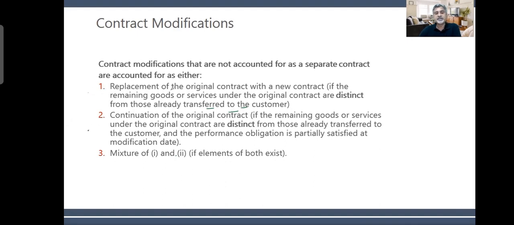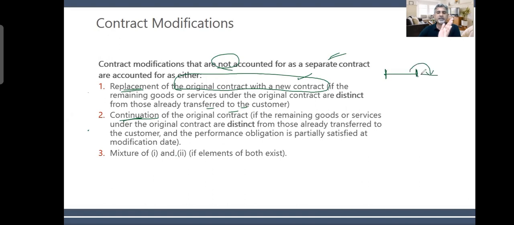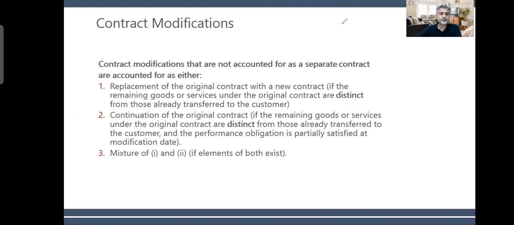So either it is replacement of the original contract with the new contract. You make a new contract, but the essence remains the same. The scope of the work does not change, and the price of the work does not change. So these are not accounted for as a separate contract. It is the same contract. And number two, continuation. So two words: replacement and continuation. Continuation means that you have a contract, it finishes here, and then you continue it again. The renewal comes in. And for renewals, you don't have to go for the tender again.